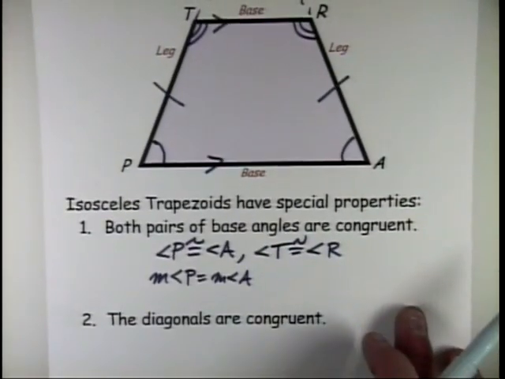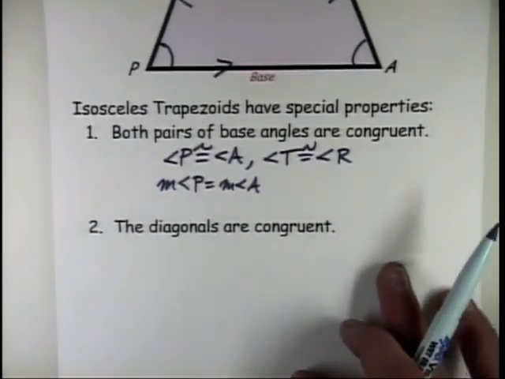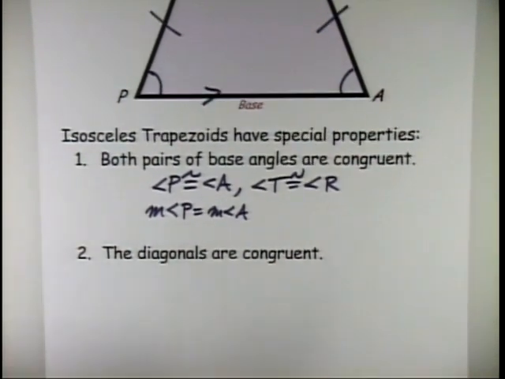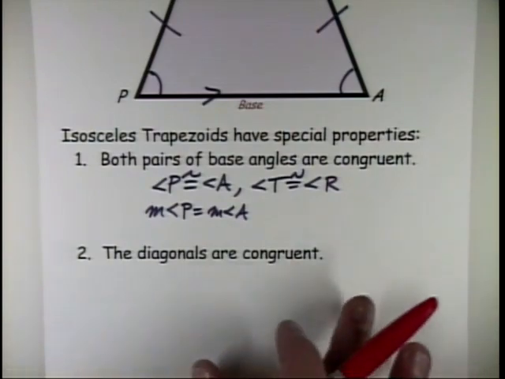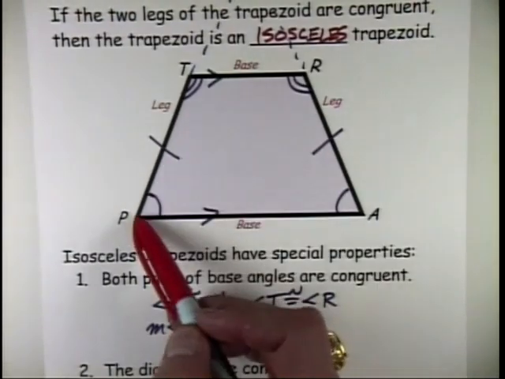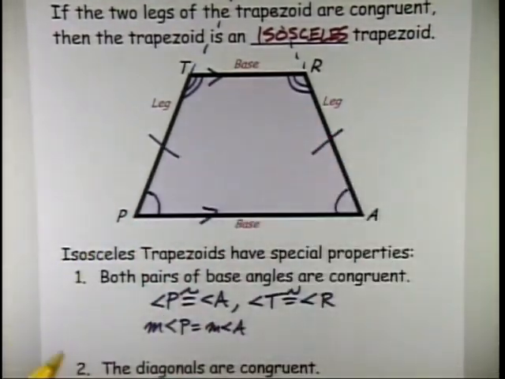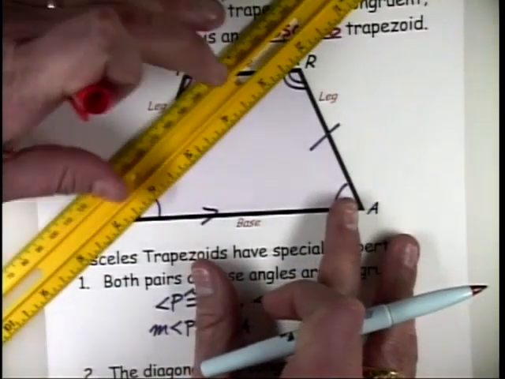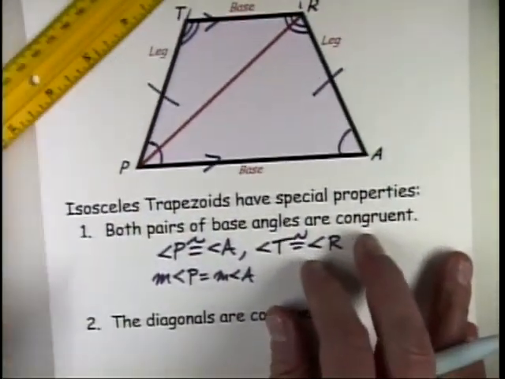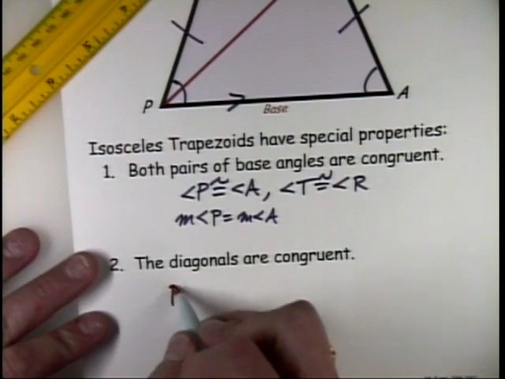Well, there's another relatively exciting property of an isosceles trapezoid, and that is that its diagonals are also congruent, which means they're the same length. Now, to construct the diagonals, all we have to do is connect opposite vertices. So if I connect vertex P to R with a straight edge, like a ruler, I get segment PR, and I'll write that down here, segment PR.